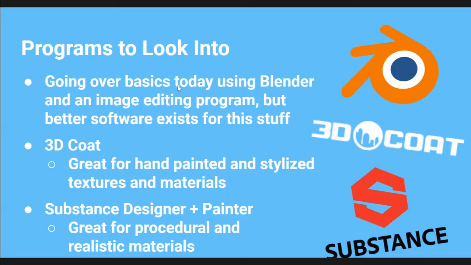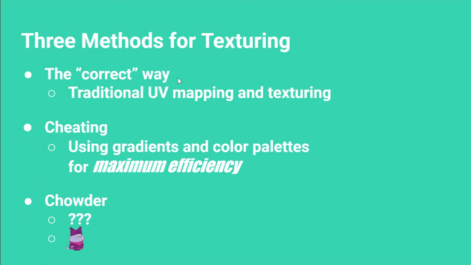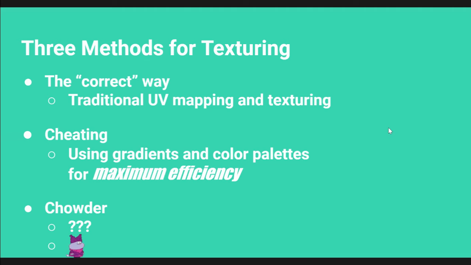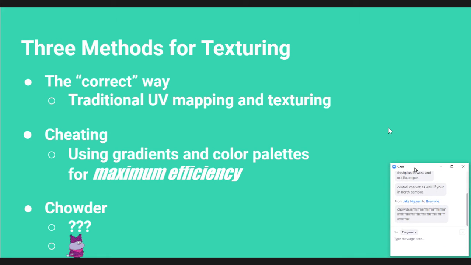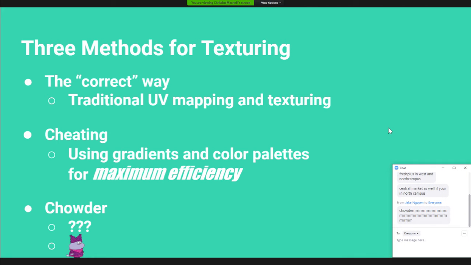So anyways, today I'll be going over 3 different methods for texturing models. The first being the correct, traditional way of doing stuff, which is making a nice UV map and then making a texture from that. And then I'll be talking about some ways to cheat and use gradients and color palettes, where you can make a messy UV map for your model, and then just drag faces onto different parts of your color palette or your gradient.